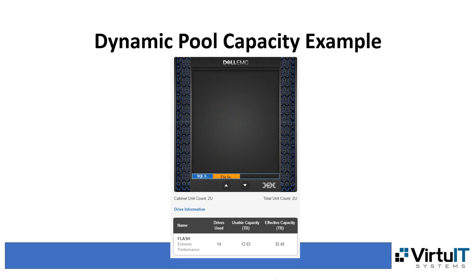If I look at that from a storage array perspective, now I have my 2 pools. The blue one is the SQL server we configured initially. The orange one is the file server. 14 drives are used. I still have room for 11 more drives that I can add to the storage array. My usable capacity is about 12.5 terabytes, but because of my data reduction, I'm actually going to get about 32.5 terabytes of usable space total.